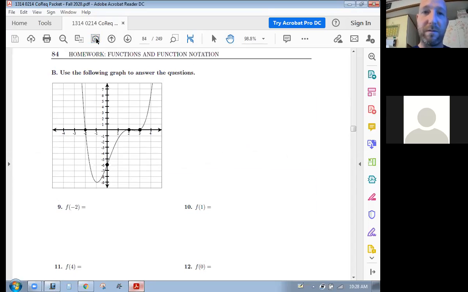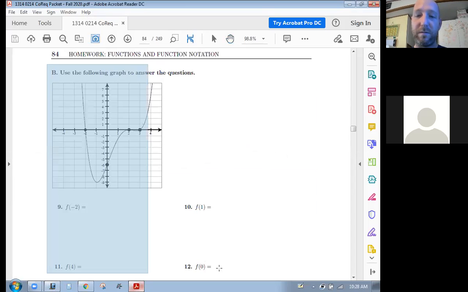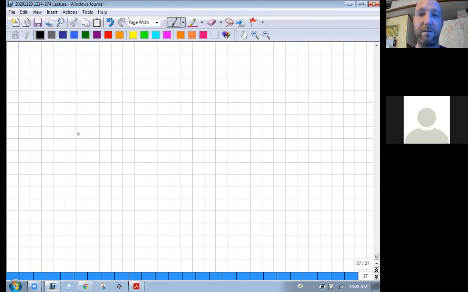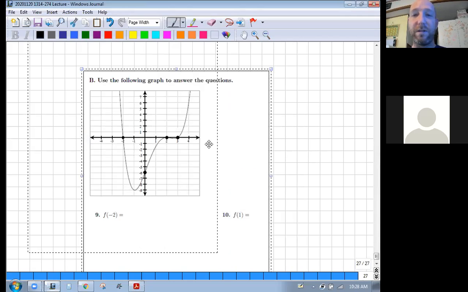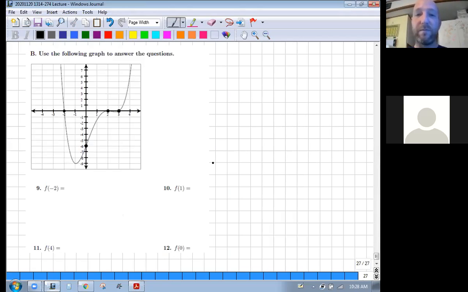All right. So let's use this graph to find the following. So f of -2, when x is -2, the y value, we're not going up or down, that would be 0. f of 1, when x is 1, the y value is like -3 halves.